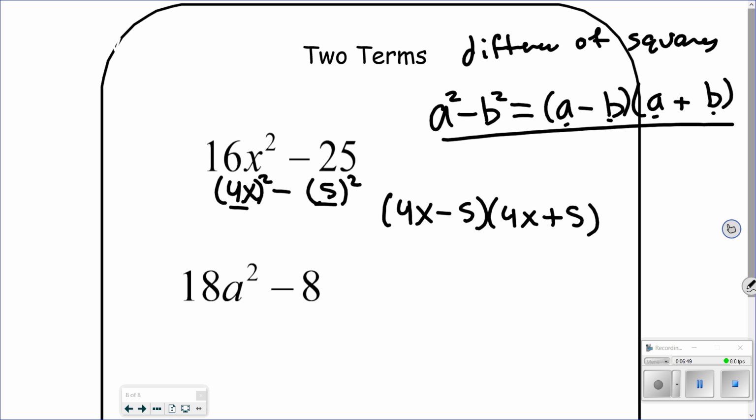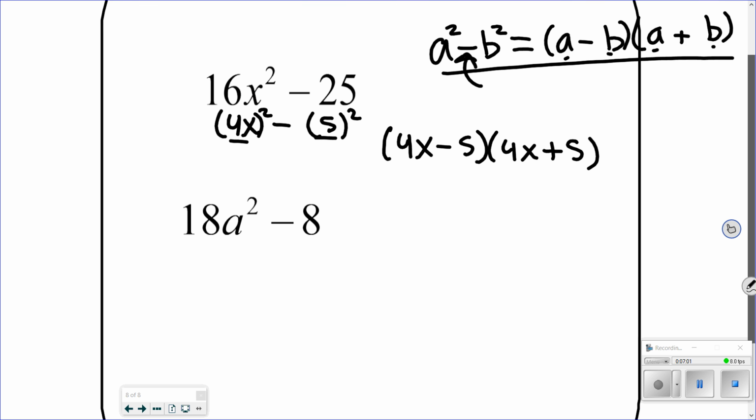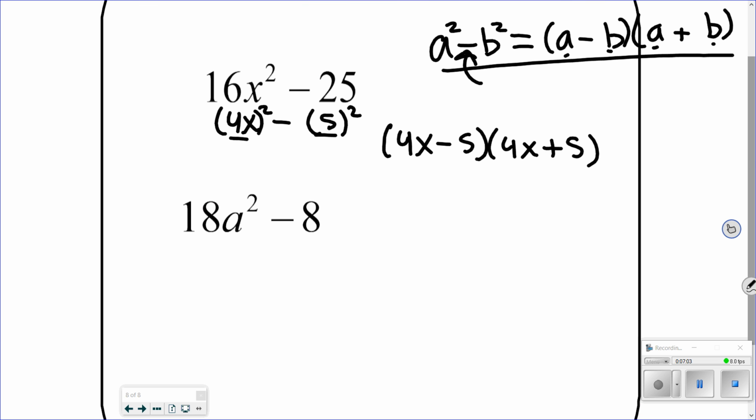Hey, just as a side note, it has to be a minus. It's got to have a minus in the middle. It doesn't work with a plus. Hey, make sure you're checking for a common factor. So you look at 18a squared minus 8. You can't square something to get 18 or 8, but there is a common factor. You can take a 2 out of both, right?